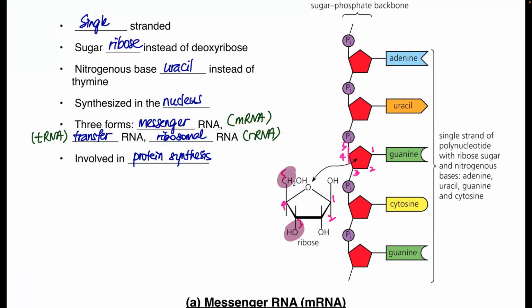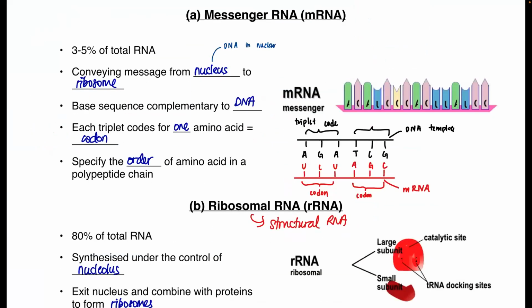We have learned in topic 1 that the ribosome is a cellular organelle for synthesis of protein. So all of these are involved in protein synthesis. Ribosomal RNA is a structural part of your ribosomes. mRNA forms about 3 to 5% of total RNA. They convey the message from the nucleus to ribosomes. This is something that we'll look at as a process later.